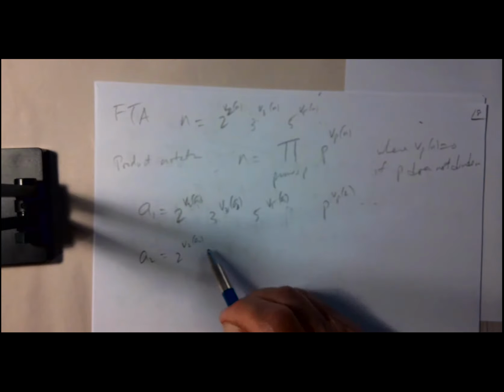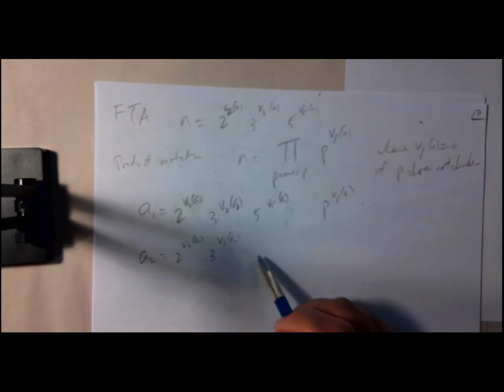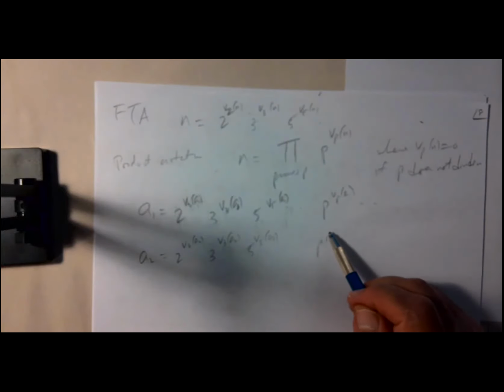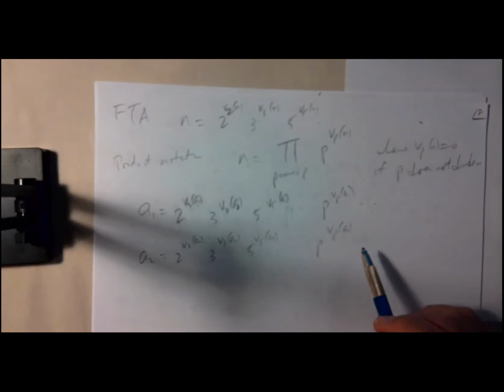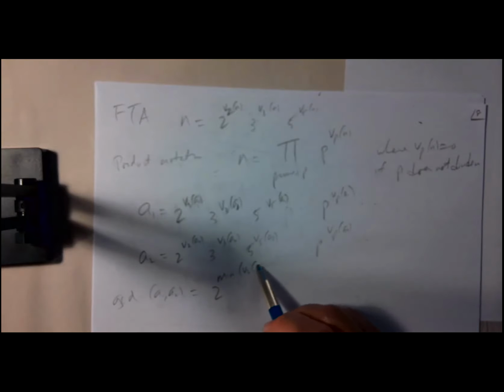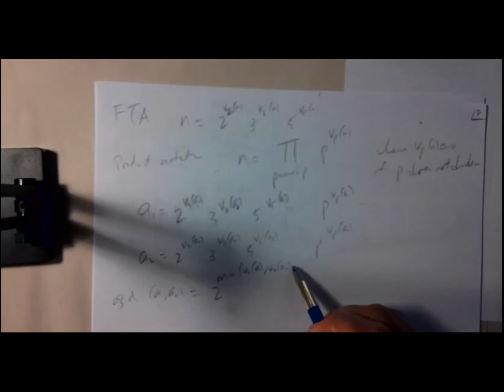That's 2 to some power, 3 to some power, 5 to some power, P to some power, and so forth. So what is the GCD of A1 and A2? If a number divides both of these integers, the power of 2 in that divisor can't be bigger than either of these two numbers. And the biggest it could be is the smaller of these two. So this would be 2 to the minimum of V2 of A1 and V2 of A2.